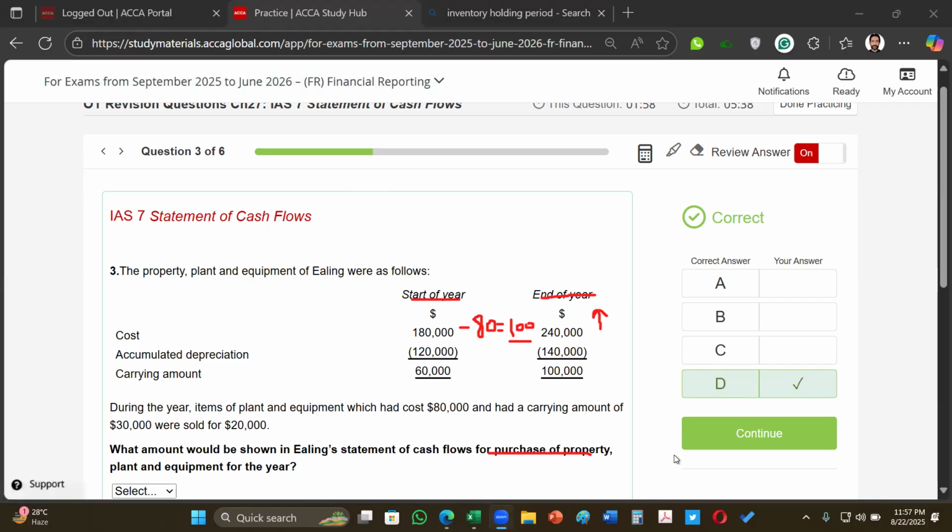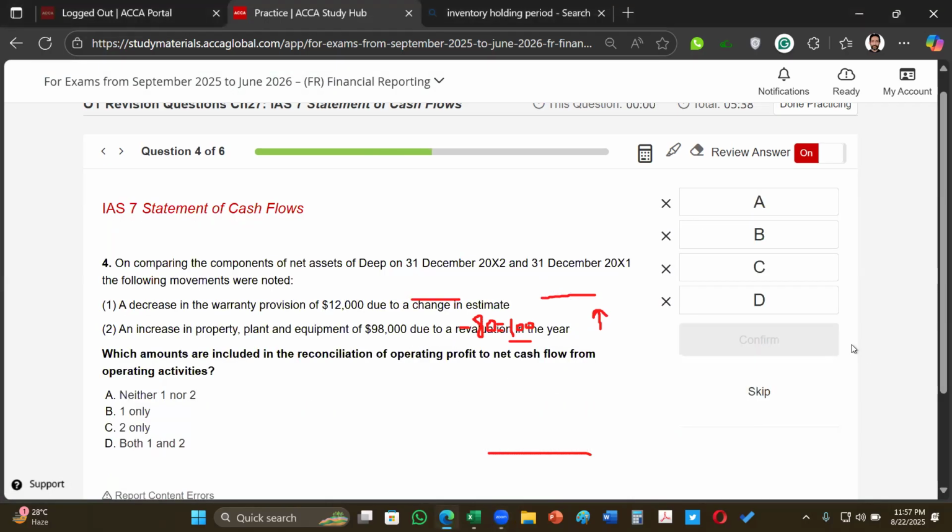So let's move on to the next one. Let me just clear. Okay, let's look at the requirement. Which amounts are included in the reconciliation of operating profit to net cash flow from operating activities? You have these two items on comparing the components of net assets of DEEP on 31st of December 20x2 and 31st of December 20x1. The following movements were noted.